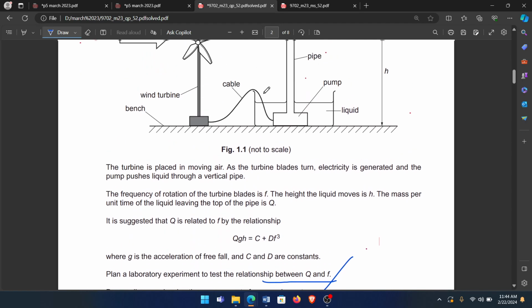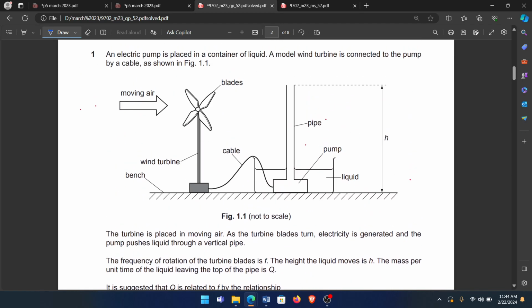Let us declare variables. Try to understand the experiment again. Airflow will make the blade rotate. Electricity will be generated, which is transferred through the cable to the pump. The pump will pump the liquid, and the liquid will overflow through the pipe. You have to check the relation between Q and F. What is F? The frequency of rotation of this blade, and Q is the mass of water pumped per second.